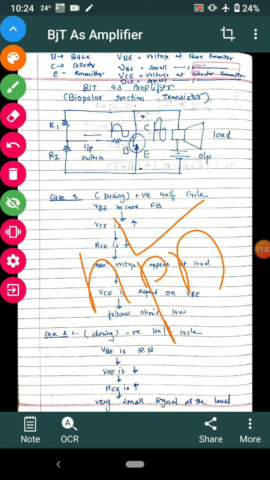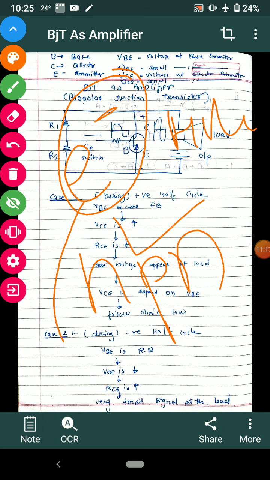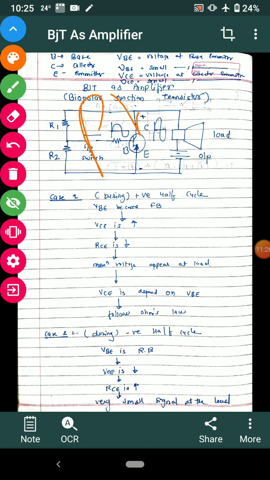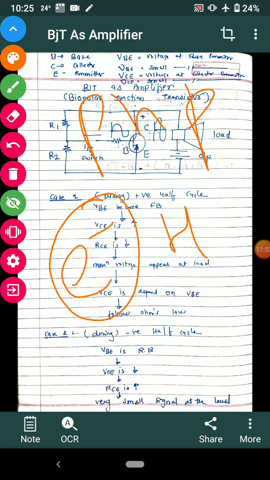Why the NPN transistor? In an NPN transistor, there are electrons and holes. In an NPN transistor, electrons are the majority charge carrier and holes are the minority charge carrier. In a PNP transistor, electrons are the minority charge carrier and holes are the majority. This is minority and this is majority.